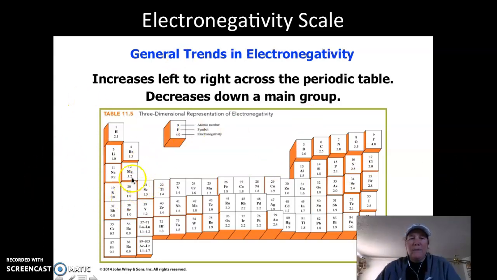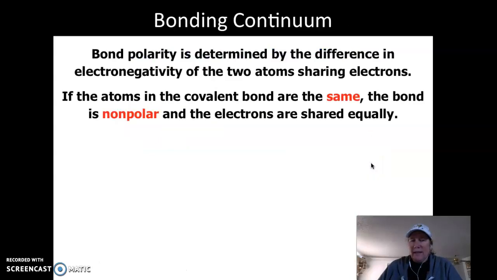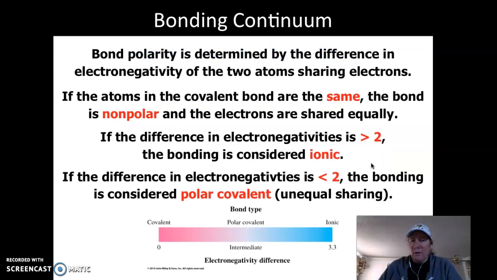So let's say I'm going to do a bond between magnesium and chlorine. Magnesium is 1.2 and chlorine is 3. When I subtract the difference between those, I get 1.8. All right. The scale, let me see if they have it here. Oh yeah, here's the scale.